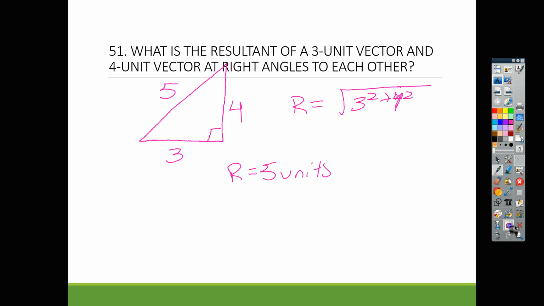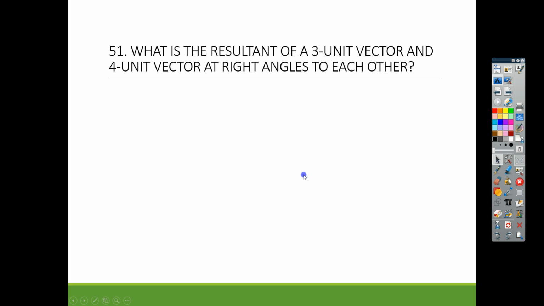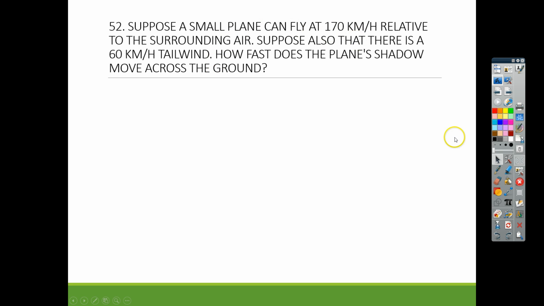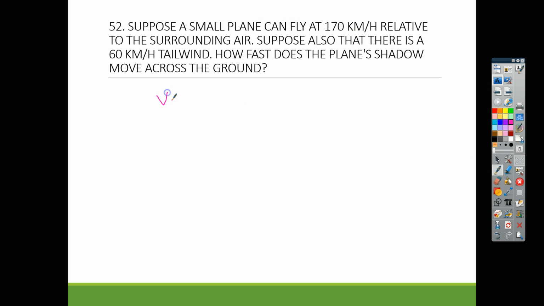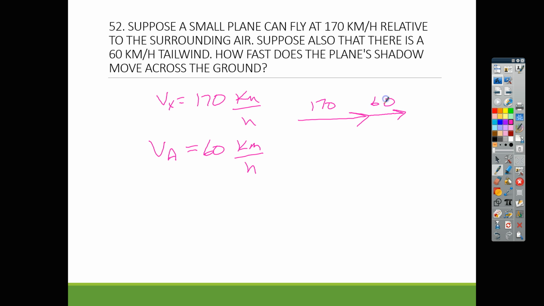For number 52, that's the next one. It says, suppose a small plane can fly at 170 kilometers per hour. So we know that Vx is equal to 170 kilometers per hour relative to the surrounding air. Suppose also there is a 60 kilometer per hour tailwind. So I know the velocity of the air is going 60 kilometers per hour, and that's in the same direction. So I've got this vector, and I have another vector that I just add to it. This one's 170. This one's 60.